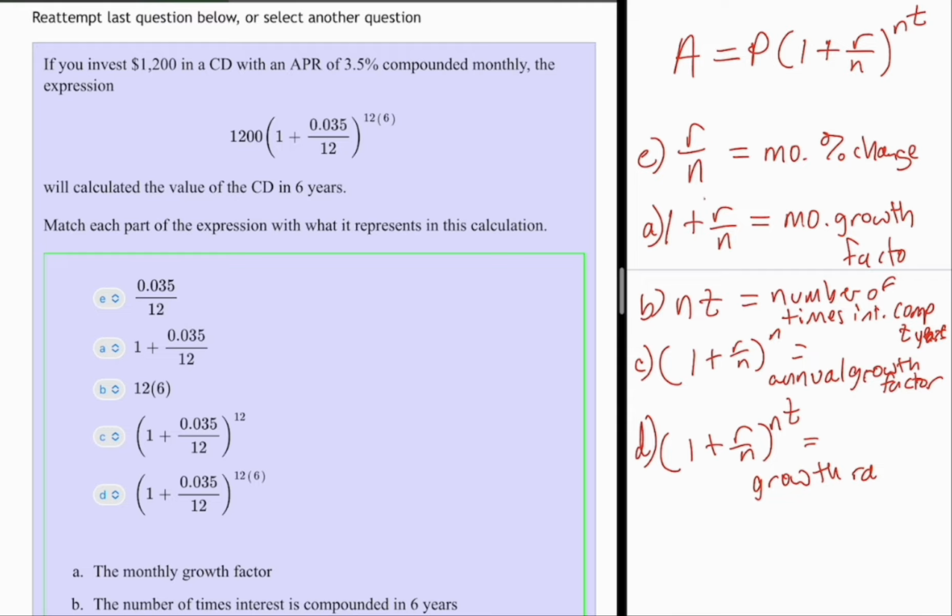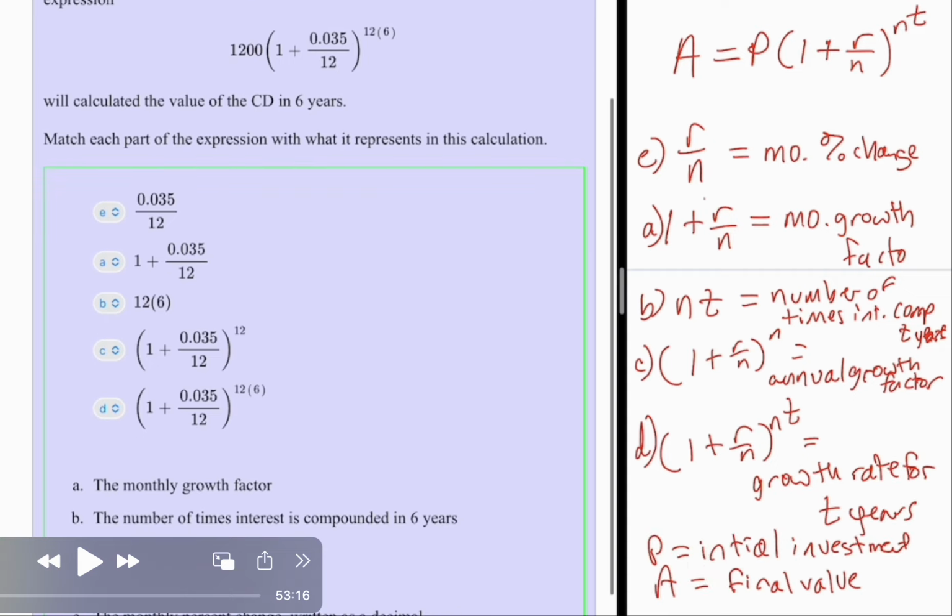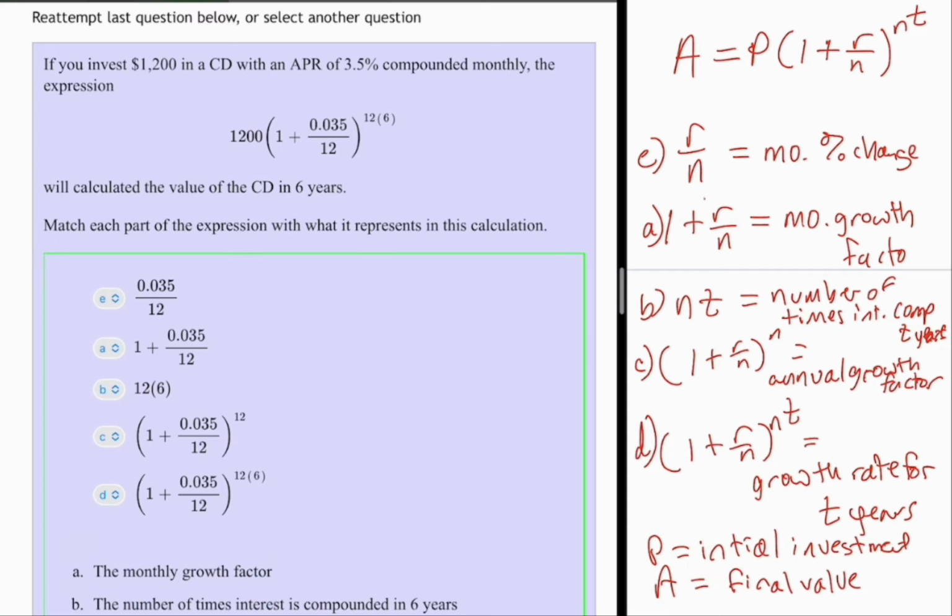And then our fourth one is 1 plus R over N to the N. You'll notice the 12s match there. That is the annual growth factor, and that will always be the annual growth factor for a compounded so many times per year type problem. And then the growth factor is going to be the final one there, because that is our growth for T number of years. So if you write down that formula, you can then write down what each of those things stand for.